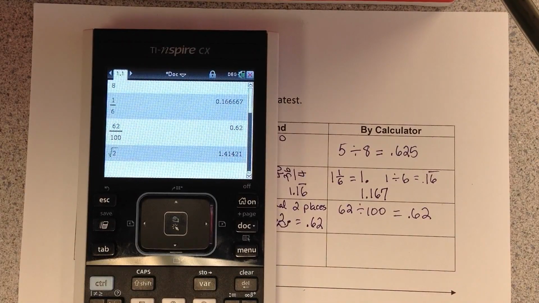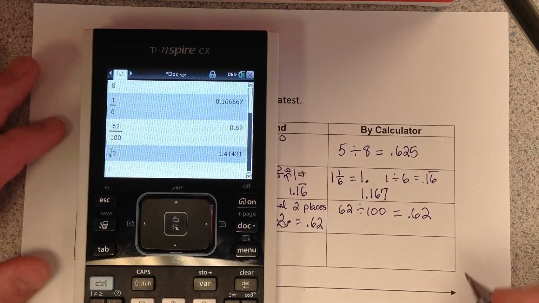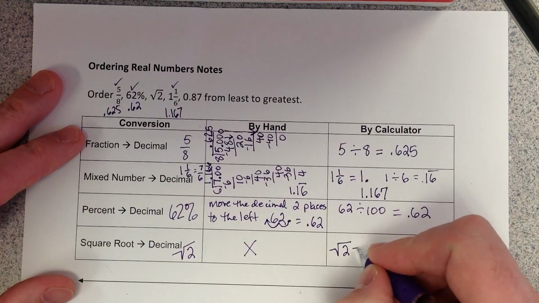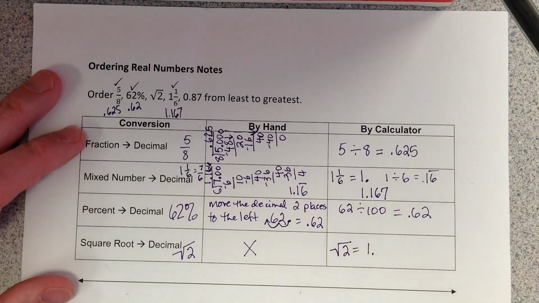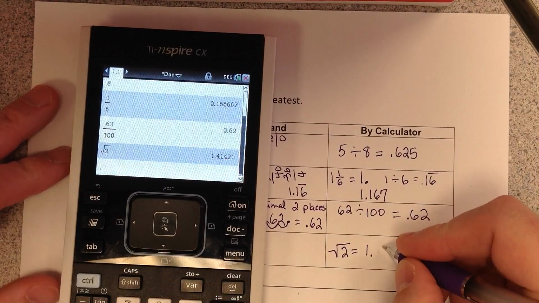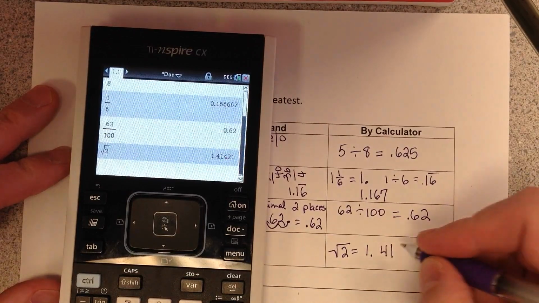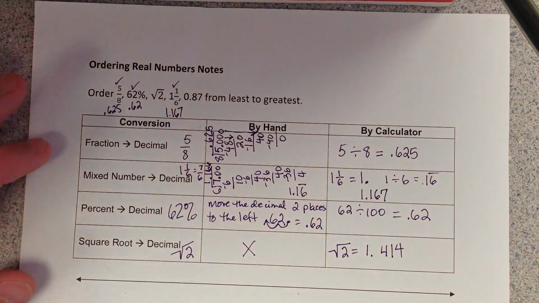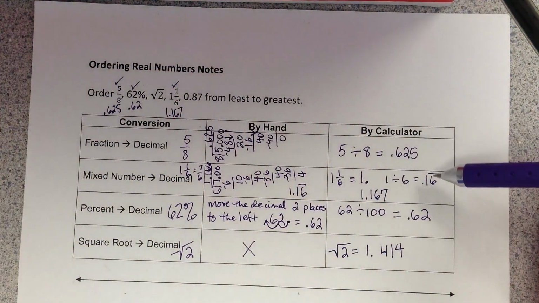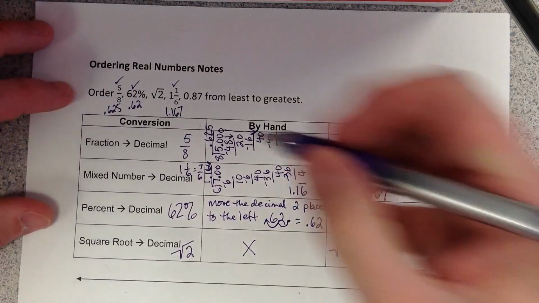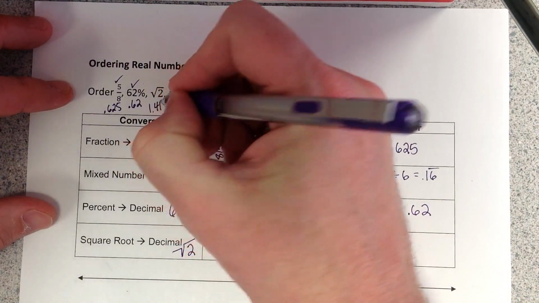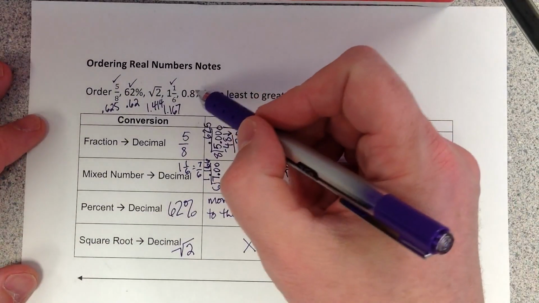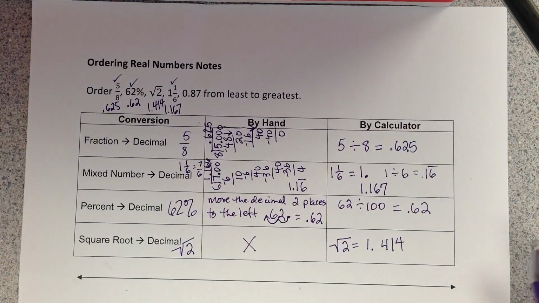And there it is, 1.41421. So with the calculator, I just do square root of 2 equals 1.414. Okay. So now we've converted each one of these numbers to a decimal. And so now I need to put them in, oh, I've got this other 0.87, but it's already a decimal, so I don't need to do anything to it.